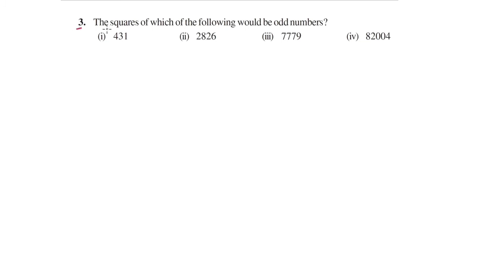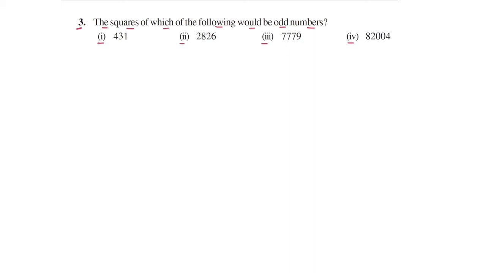So let's learn how to solve question number 3. Question number 3 says that we have to find which of the following squares will be odd numbers. We have these 4 numbers. First is 431, second is 2826, third is 7779, and fourth is 82004. So without doing any calculation, we have to determine whether the squares of each of these will be an even or odd natural number.